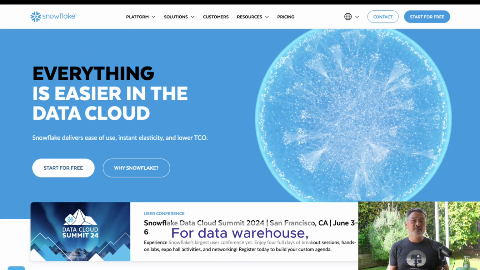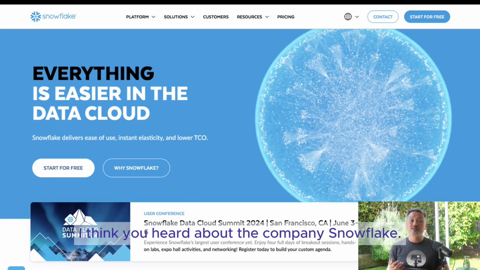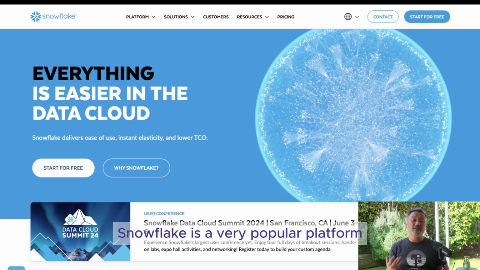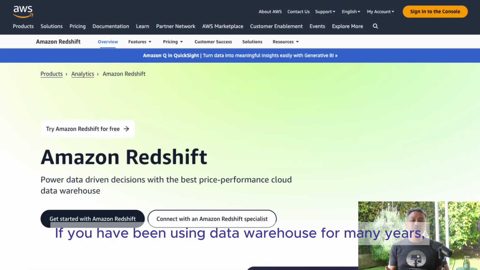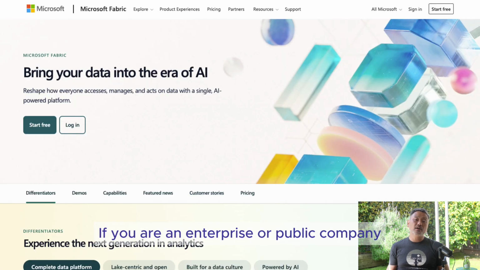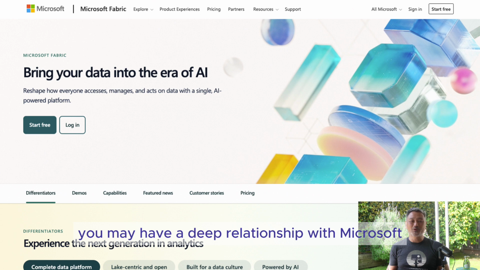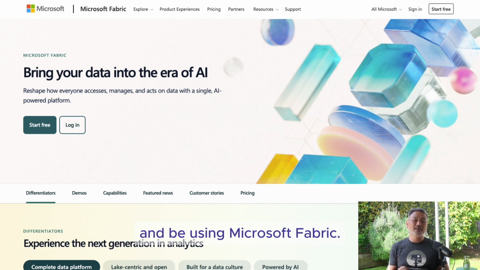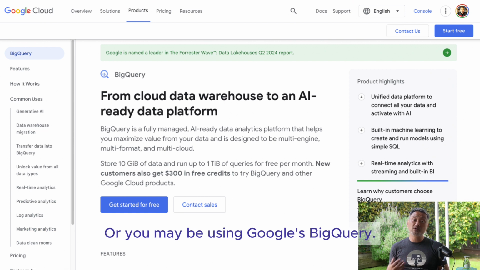For data warehouse, I think you heard about the company Snowflake. Snowflake is a very popular platform for data warehouses. If you have been using a data warehouse for many years, you may be using Amazon Redshift, which has one of the longest history as a hosted data warehouse. If you are an enterprise or public company, you may have a deep relationship with Microsoft and be using Microsoft Fabric. Or you may be using Google's BigQuery.